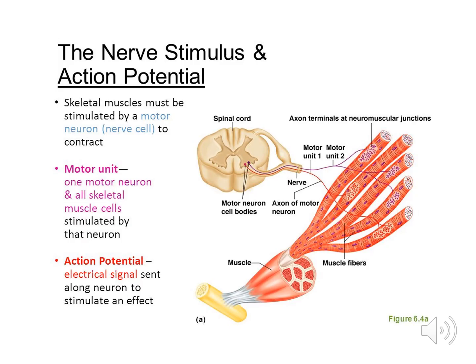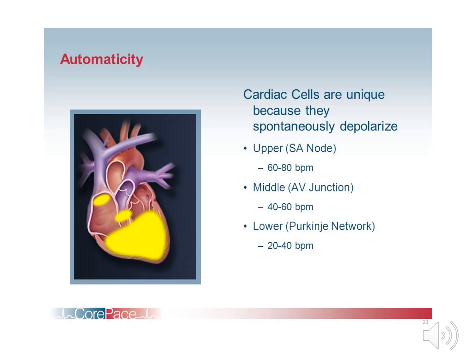But this is how the heart muscle cells can generate their own action potential. They do not need the nervous system to come along and provide that stimulus. We call that capability automaticity. Automaticity is what gives the SA node and the AV node their pacemaker capability, because they can spontaneously depolarize. They don't need any input from the nervous system in order to do that.